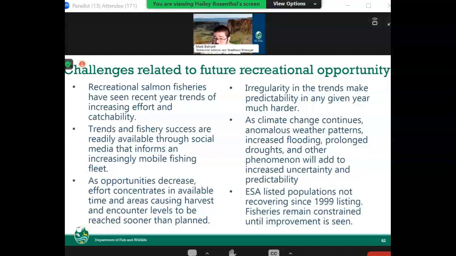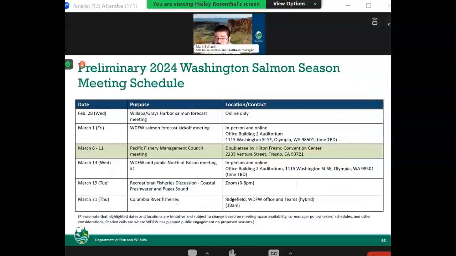So with that, I think we're going to bring a slide up to go through what's ahead here for our North of Falcon planning process. Not sure if I'm supposed to walk through it on here, but I'm happy to. Upcoming, at the end of February, we'll start off with the Willapa Grays Harbor salmon forecast meeting. That's a virtual meeting. On Friday, March 1st, we're going to have our forecast kickoff. That's going to be a hybrid meeting. We're going to do that from the OB2 building across from the Natural Resources building in Olympia. Times to be determined, but it'll probably be 9:30, 10 o'clock in the morning.